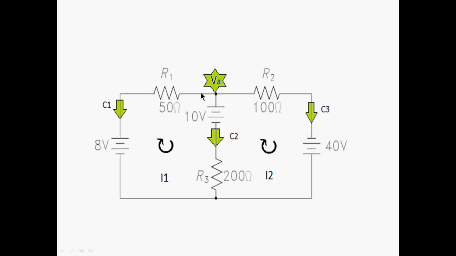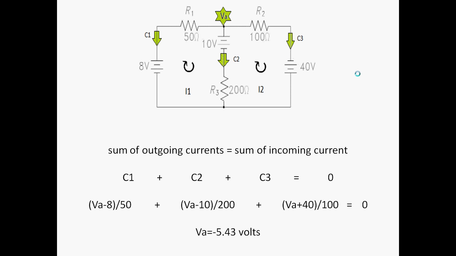The second step is to assign current directions. Here we have considered that all the currents are outgoing. So C1 is the current which is going out of the node, C2 is the current which is going out of the node, and C3 is the current which is going out of the node. Current going out of the node are considered to be positive.